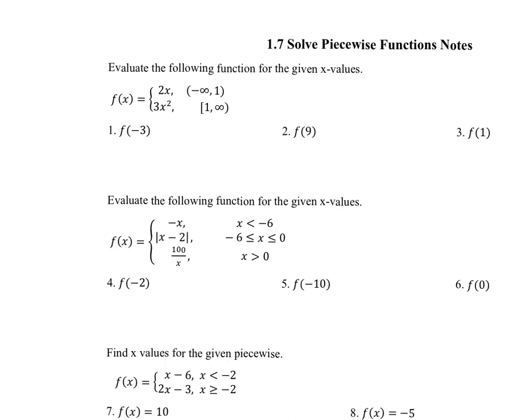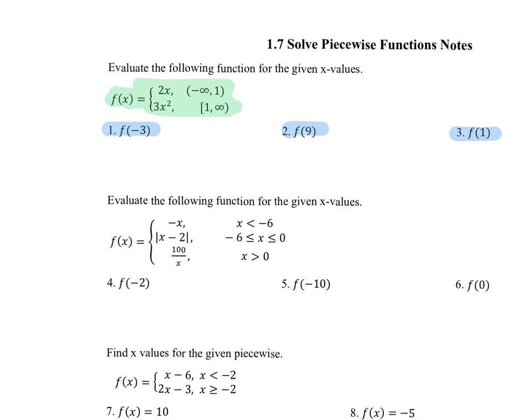Alrighty guys, we're going to be finishing up one of our last couple notes for piecewise functions, okay? Where we're going to now be looking at given x values and seeing what kind of output they give us. So looking up here, this is our piecewise function. Now what we're going to do is look at these individual x values, for instance, -3, 9, and 1, and we're going to see which equation they're supposed to go to.